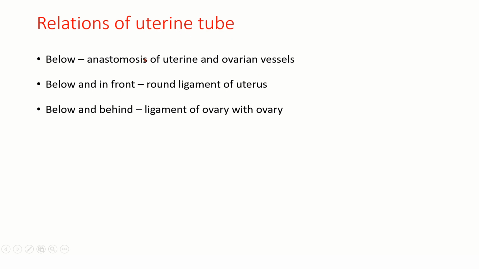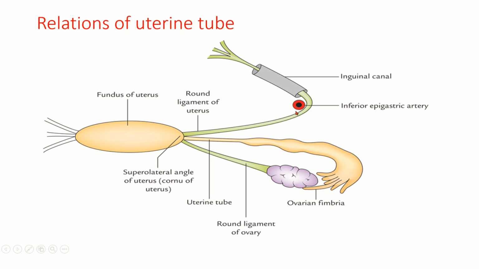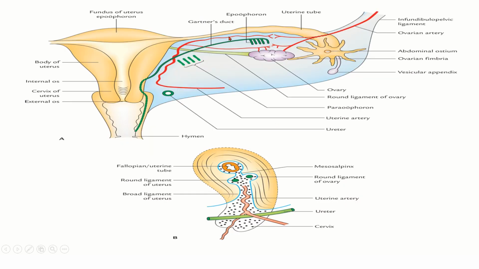Relations of the uterine tube. Below, there is the anastomosis of uterine and ovarian vessels. Below and in front, the round ligament of uterus. Below and behind, the ligament of ovary with the ovary. You can see here, below and in front, the round ligament of uterus. Below and behind, the ligament of ovary with the ovary. You can also see the ovarian fimbria here. And exactly below, you can see the anastomosis between the uterine artery and the ovarian artery.